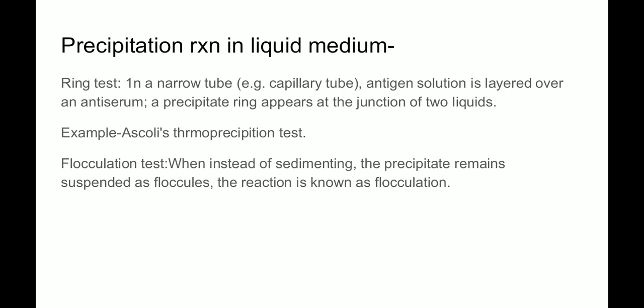The most important example of the ring test is Ascoli's thermoprecipitation test. Ascoli's test is used for anthrax, because in anthrax we can't do the post-mortem of the carcass, so we have to be very sure before the post-mortem that the animal did not die due to anthrax. So we use Ascoli's test. It's a very important test.